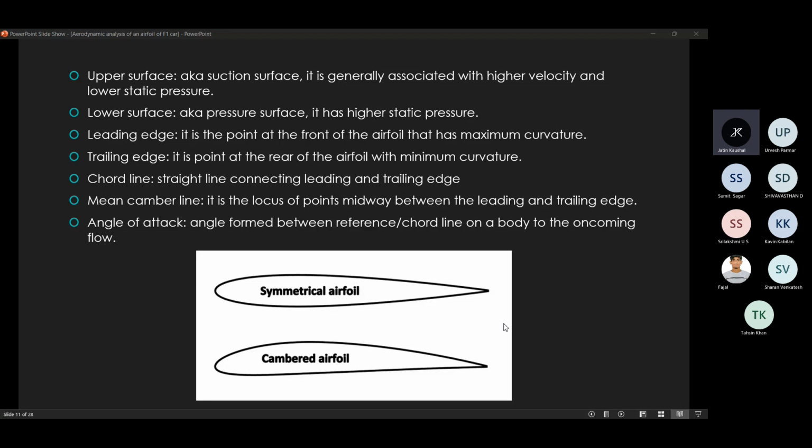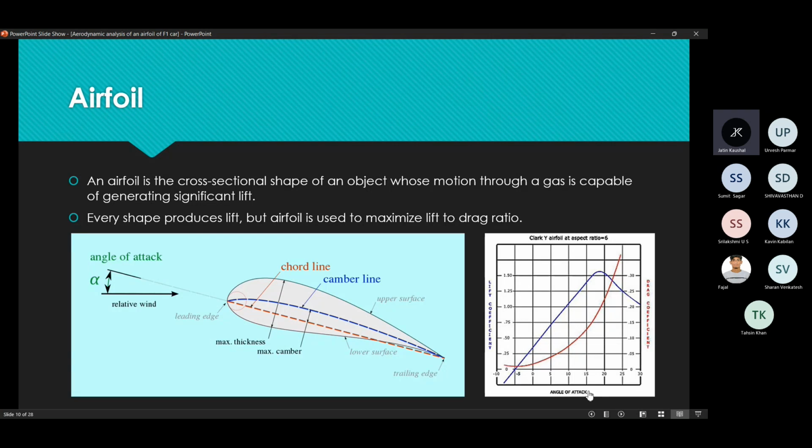And here are two diagrams of two airfoils, symmetrical and cambered. In symmetrical airfoils, the reference line coincides with the camber line, but in a cambered airfoil, the camber line is different from the reference line. So these are the terminology that we use to explain the airfoil structure.